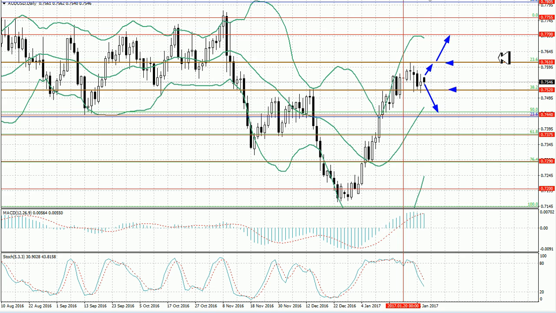Technical indicators generally suggest a decline. The MACD histogram is decreasing in the positive zone, and stochastic is directed downwards. Under these circumstances, short positions look preferable. They can be opened below the level of 0.7520 with a target at 0.7440. If the pair rebounds from the level of 0.7520, long positions could be opened with the targets at 0.7610 and 0.7700.